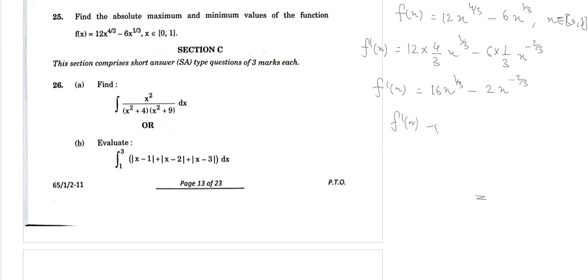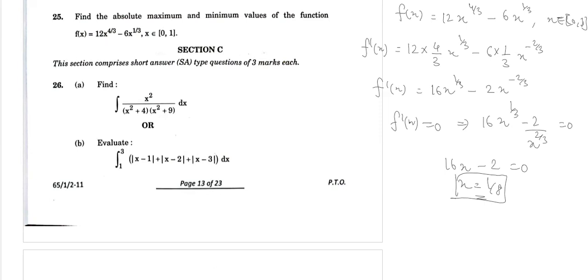F dash of x is equal to 0 if we take. Okay. So this will be equal to 0. 16 x to the power 1 by 3 minus 2, I can write it as 2 by 3, is equal to 0. Cross multiplication if we do, it will be 16 x minus 2 is equal to 0 and x will be equal to 1 by 8. Okay, x is equal to 1 by 8. Derivative is 0 at x is equal to 1 by 8.